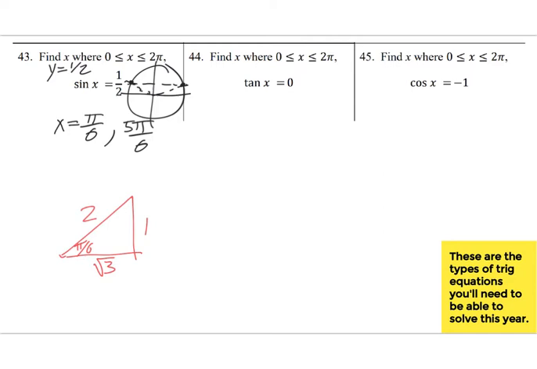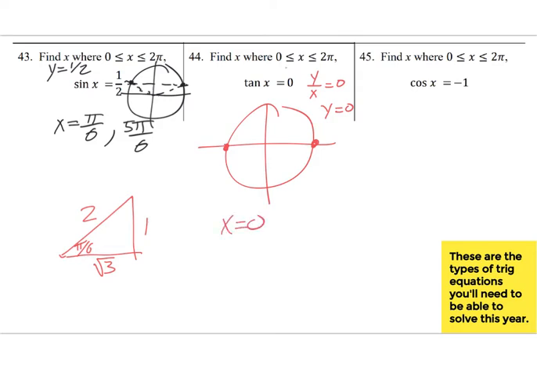For tangent equal to 0, that's in terms of our unit circle. We're looking for places where y over x is equal to 0. This only happens when y is equal to 0, so we're talking about these two points. We've got both ends included, so x could be 0, that's there. x could be pi, that's here, and x could be 2 pi, back to the beginning again.